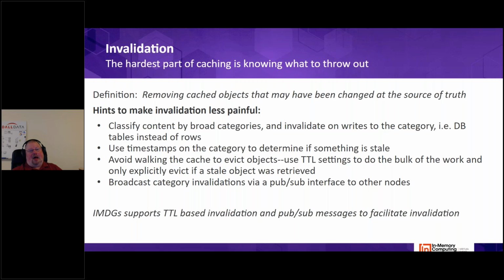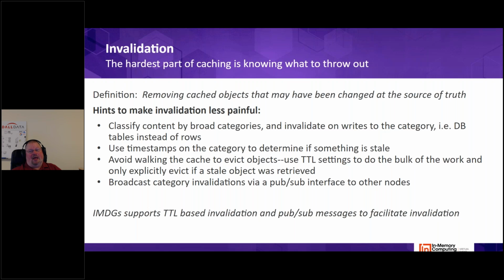Invalidation. The hardest part of caching, obviously, is knowing what to throw out. So when dealing with a SQL database, the easiest way to understand how to throw out objects isn't necessarily to look at a row or result set basis, but you want to categorize the queries and results. And the easiest way to do it is by table. So if you make a write to a table, you want to invalidate the objects that were stored from that table.